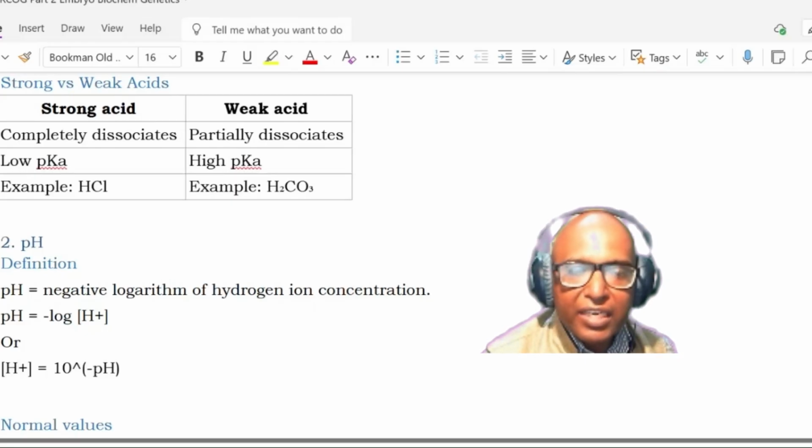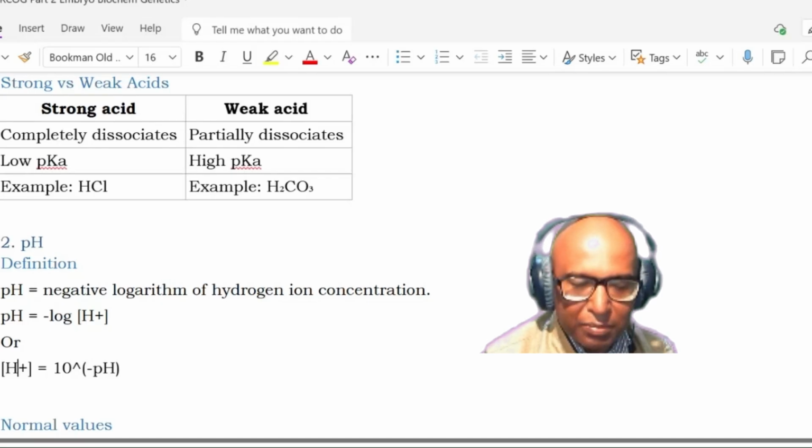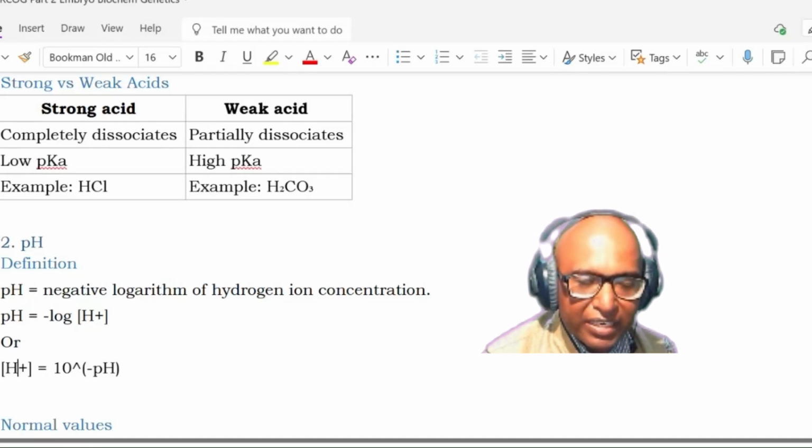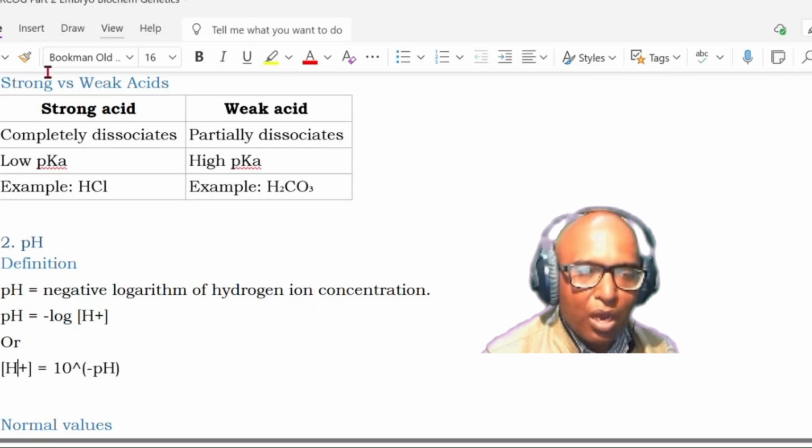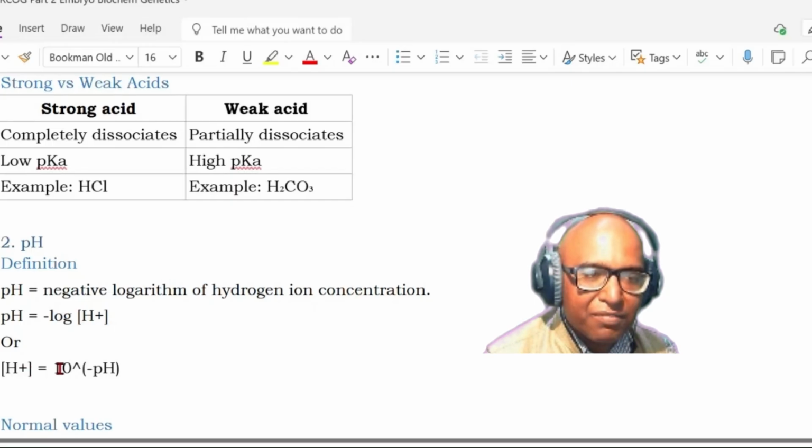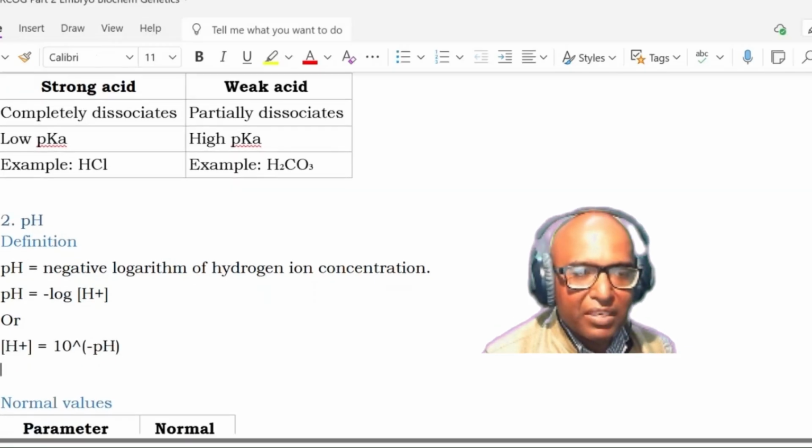pH is the negative logarithm of hydrogen ion concentration. Remember, pH is the negative logarithm of hydrogen ion concentration. So how is it written? pH equals negative log of H+ ions. Or if you want to write it, hydrogen ion concentration will be equal to 10 to the power of minus pH. That is the way it is written.